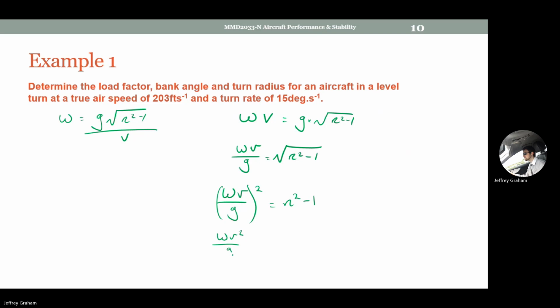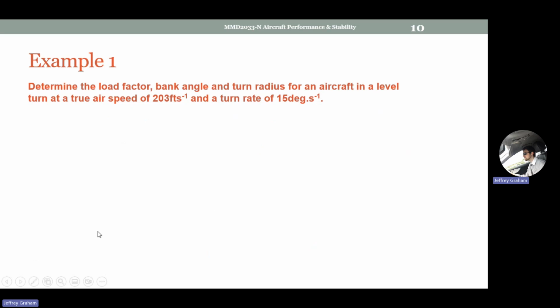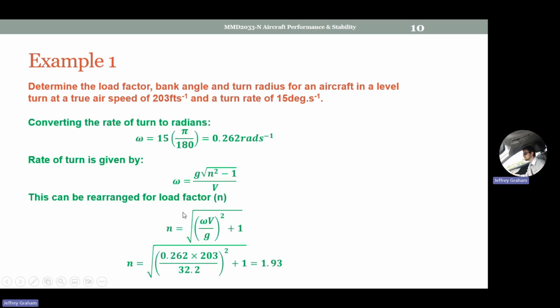So angular velocity times linear velocity over g, all squared, we're going to add 1 to that value and it will give us the load factor squared. Your final step is to square root both sides. I've shown you that because there's nothing working here. So there's the rearrangement, there's the answer, just plugging the numbers in. Remember, it's feet per second, so g is not 9.81, it's 32.2 feet per second squared, the imperial version.